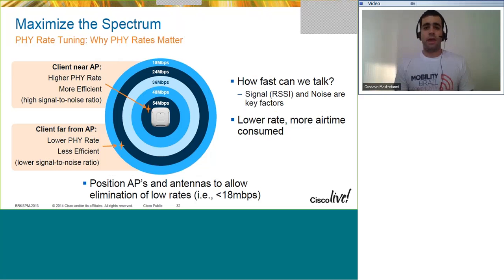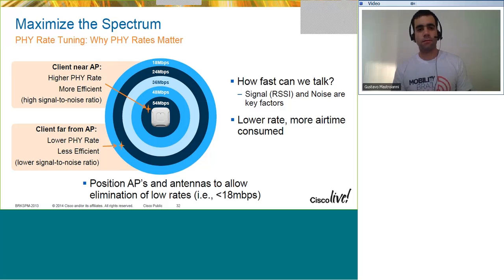Another thing that we have to make sure that we do on our wireless network is to try to disable lower data rates. If you don't have to support any kind of 802.11b device in your network, just turn off the data rates up until 11 megabits. You don't need to support them because they slow down your network.